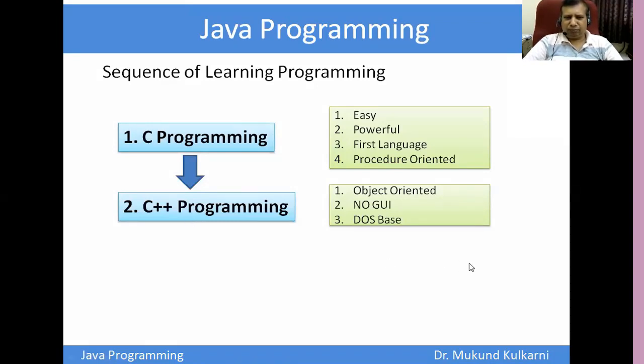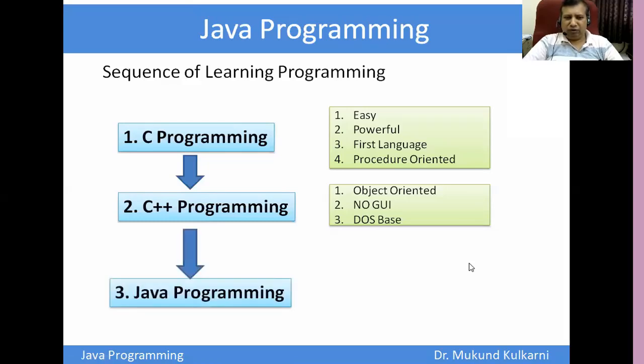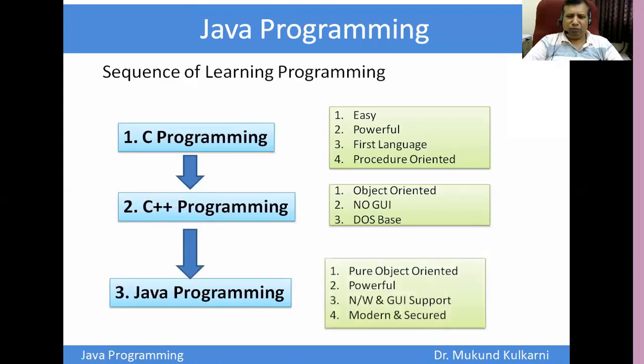And now, we are going to learn Java. So, it's the third step. First, you have to learn C++, and then move towards Java. Because Java is pure object-oriented, and before using Java, you should be aware of what object-oriented programming is. So even if you are not learning C, it's acceptable, but at least you have to start from C++. So what are the features of Java? It's pure object-oriented, it is very powerful, it supports network GUI, and it's a modern and secured language.